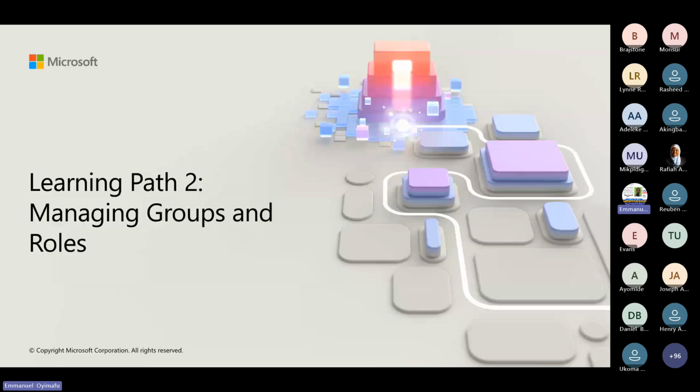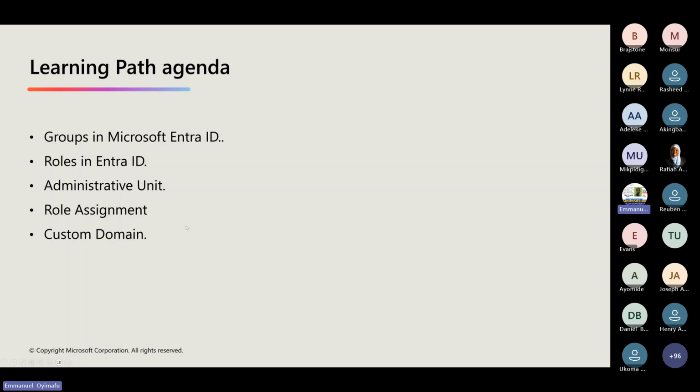Okay. So today, what we are going to be looking at is groups in Entra ID. Yesterday, we talked about user creation, both bulk user creation and creating single users one by one. So today we are going to look at groups in Microsoft Entra ID. We are going to look at the types of groups, roles in Entra ID, and administrative units. We are going to see how we can use administrative units to delegate permissions to specific administrators.